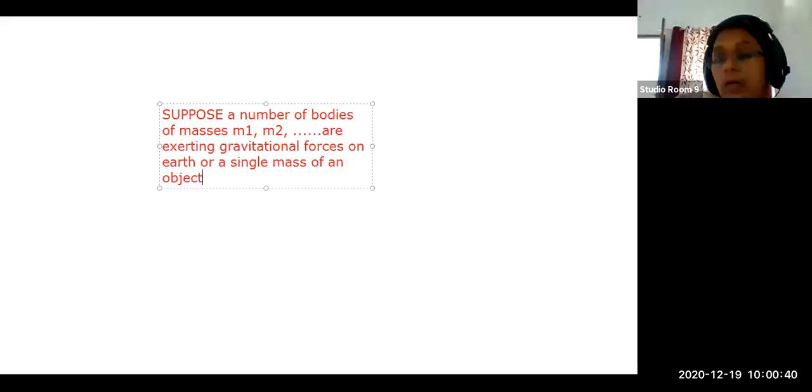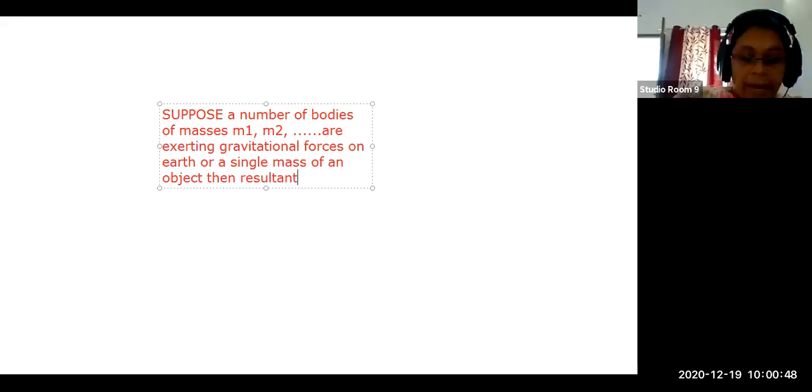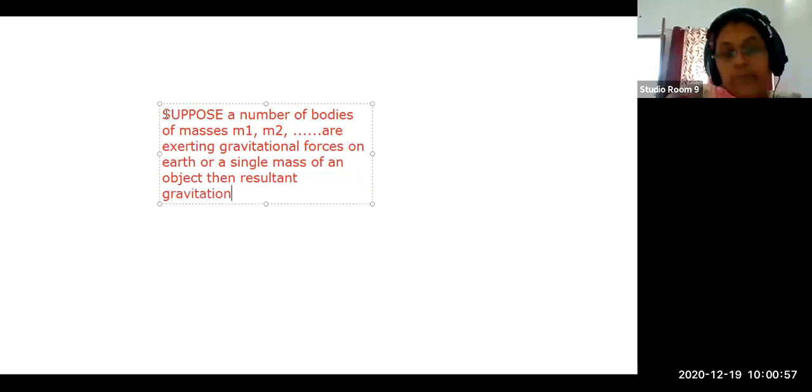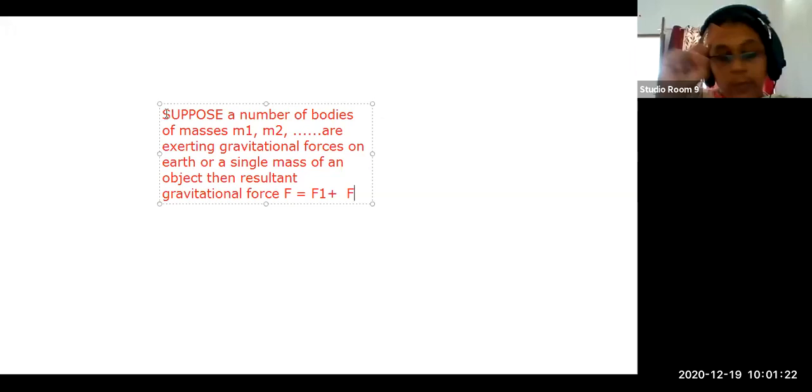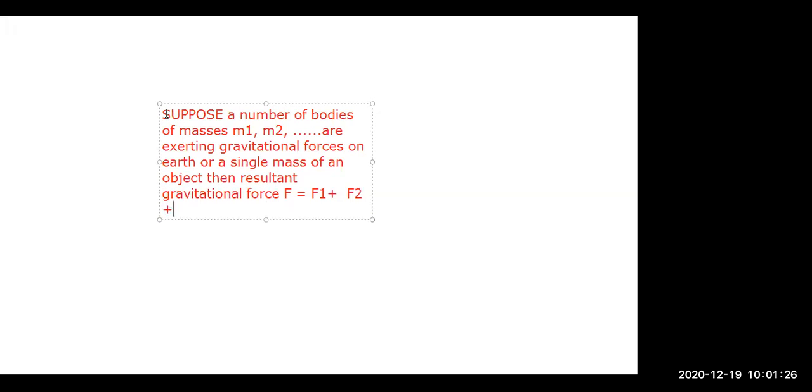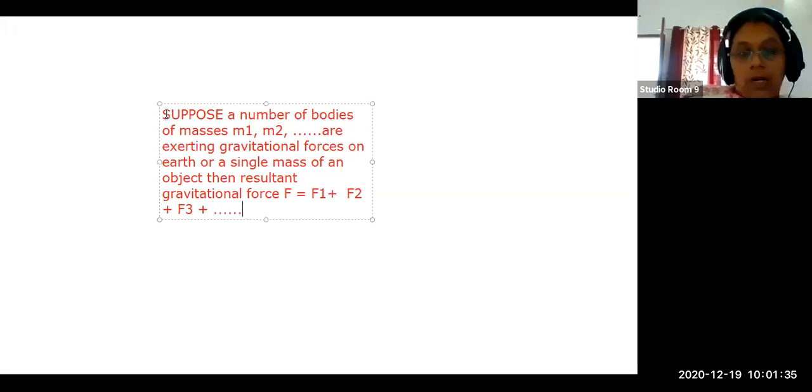Then the resultant gravitational force, capital F, is equal to, put the vector sign on top of F, the arrow with the line, F1 plus F2 plus F3 plus etcetera. On top of every force, F1, F2, F3, you put the vector sign because it is a vector. So that is the principle of superposition.